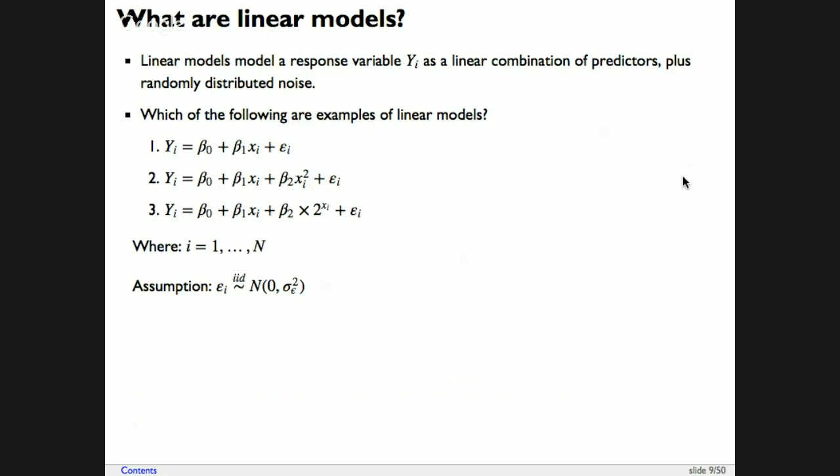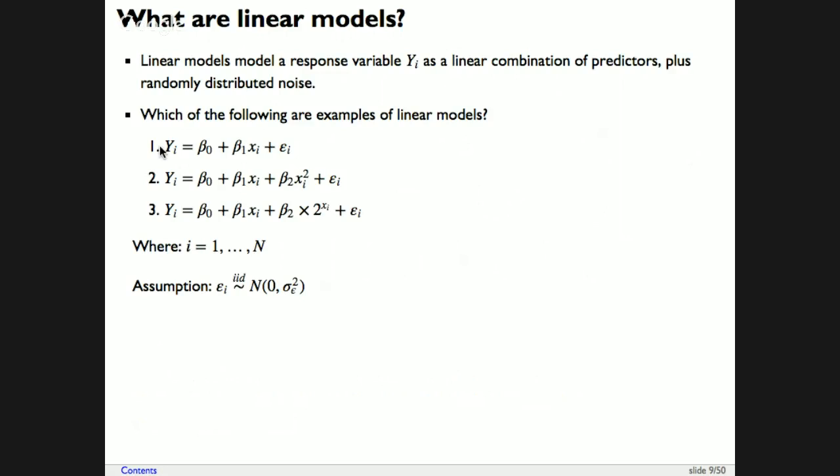So what are linear models? In a linear model, we have a response variable, which in this case is going to be the friction coefficient that we're going to model as some linear combination of the predictors, which in this case are the leg pair, 1, 2, 3, 4, and whether it is pushing or pulling, plus randomly distributed noise, which, as you pointed out, we usually will assume is normally distributed noise.